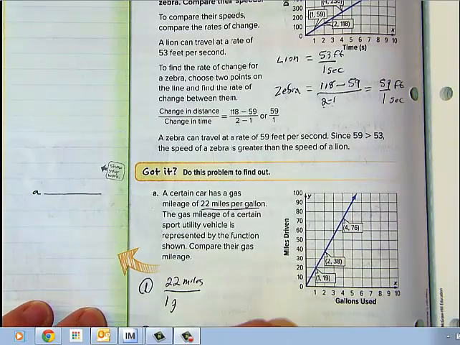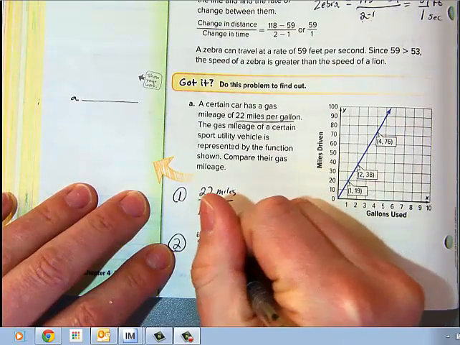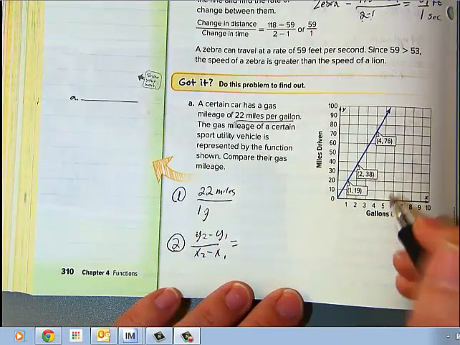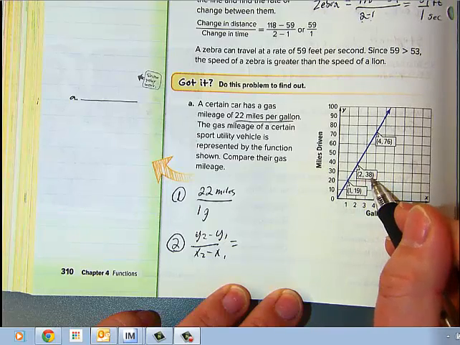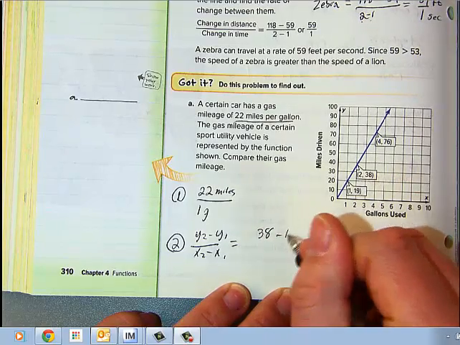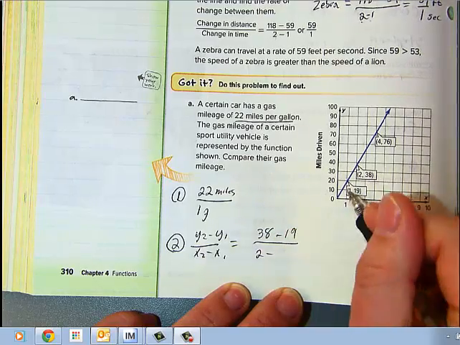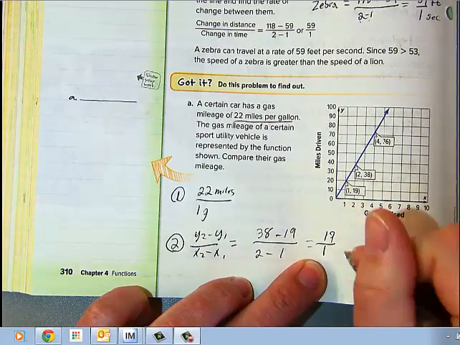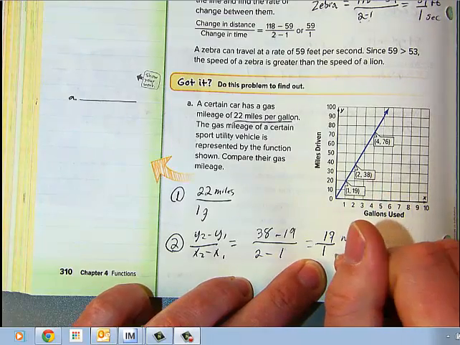But we need to show our work. So we have to use our formula of y2 minus y1 over x2 minus x1. So this is our first point, this is our second point, that's the y, that's the x. So we have a 38 for y2 minus 19. Then we have our x2 of 2 minus our x1 of 1, and then we get 19 over 1. So we get 19 miles in this sport utility, which is an SUV, for every 1 gallon.